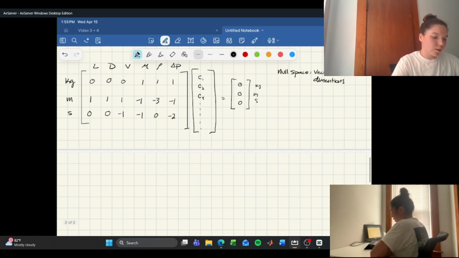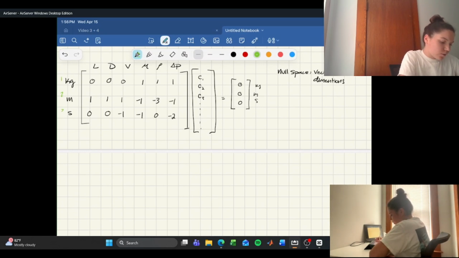So first, let's look at Buckingham Pi method. So for this, we have 3 equations. And we have 6 variables.